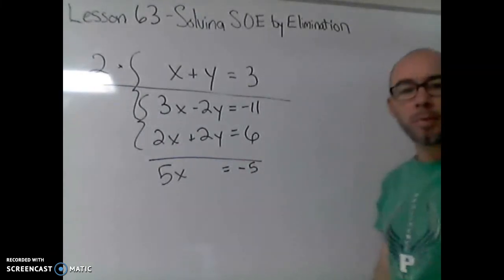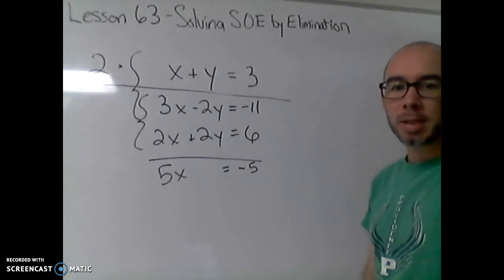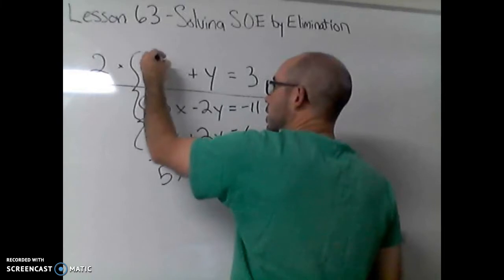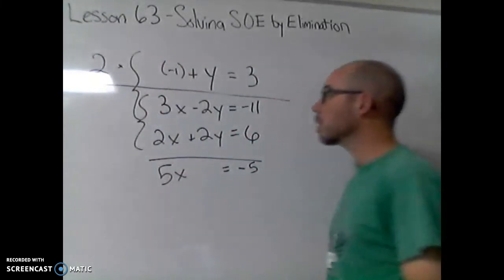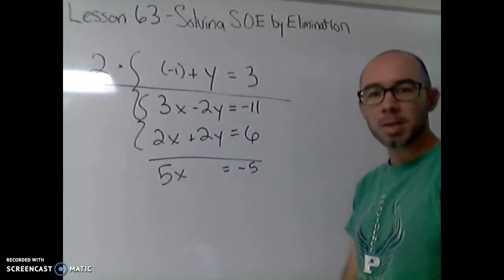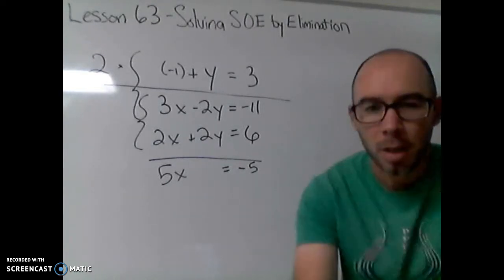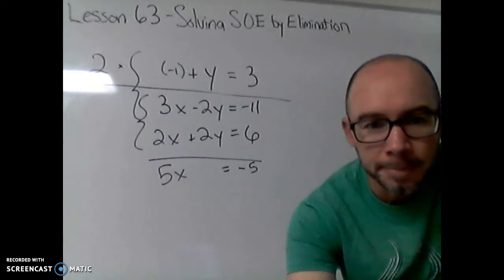We're back to where we were before, right? And now we know that x is negative 1 and can go from there. Once we know that x is negative 1, you go back to this one here, negative 1 and y equals 3, and it's easy to solve for y. Okay, that was a pretty quick one. I'll give you one more.